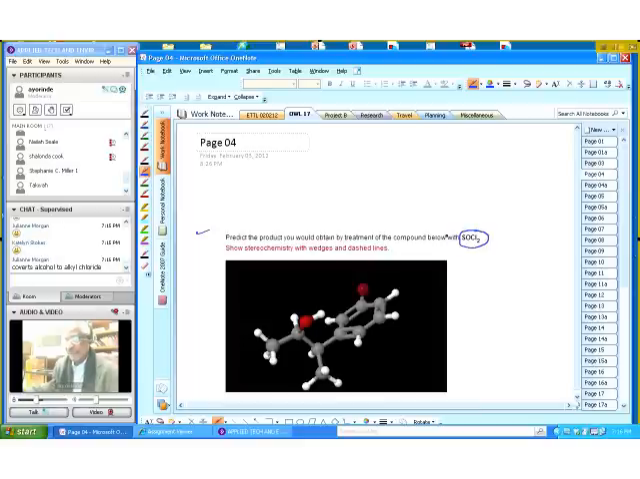Okay, Julian said, converts alcohol to alkyl chloride. Excellent. I also want you to add something else to that statement. Yes, it does convert a primary alcohol or secondary alcohol to alkyl chloride. But something else also happens. What is that something else?